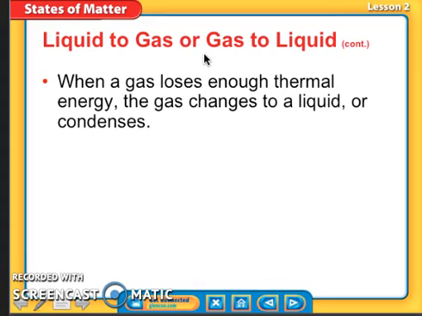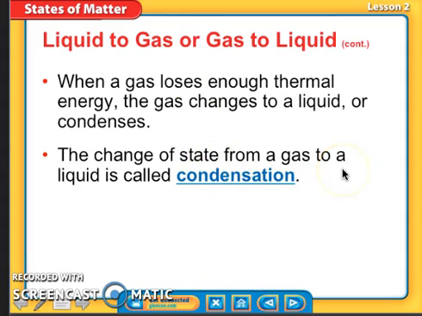Now when gas loses enough thermal energy, the gas changes to a liquid, or condenses. Okay, condensation. The change of state from a gas to a liquid. This is on page 286. Basically, you're removing thermal energy from the gas, and the particles start to slow down, and they start coming back together and sliding next to each other. That's from them going from a gas bouncing all over the place to slowing down and sliding around each other, going through condensation.